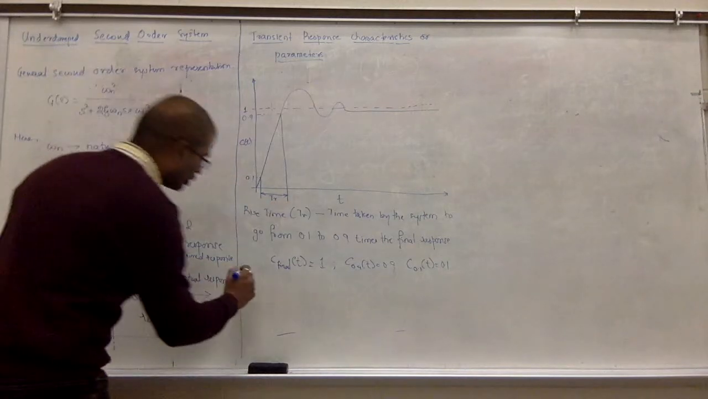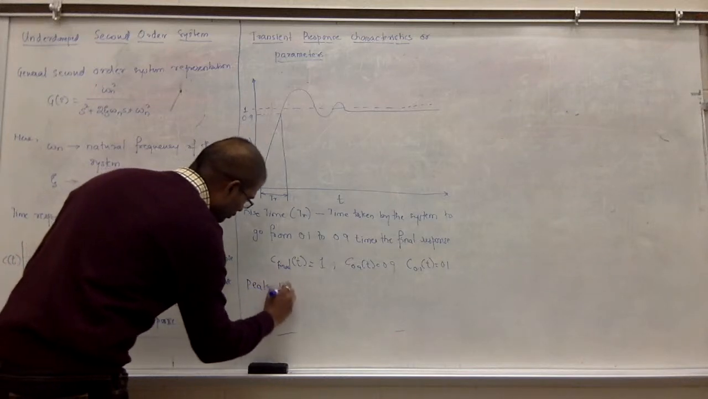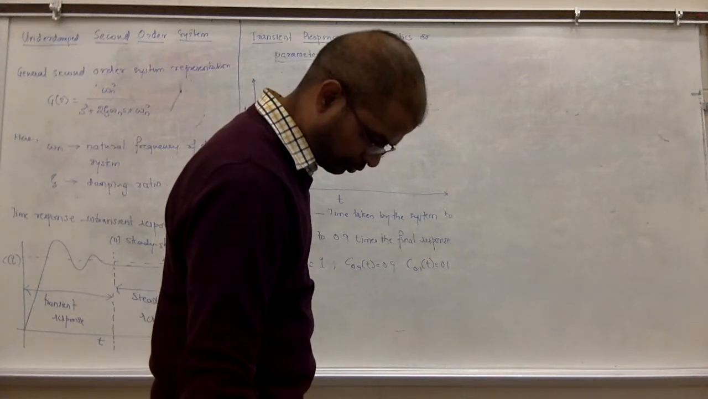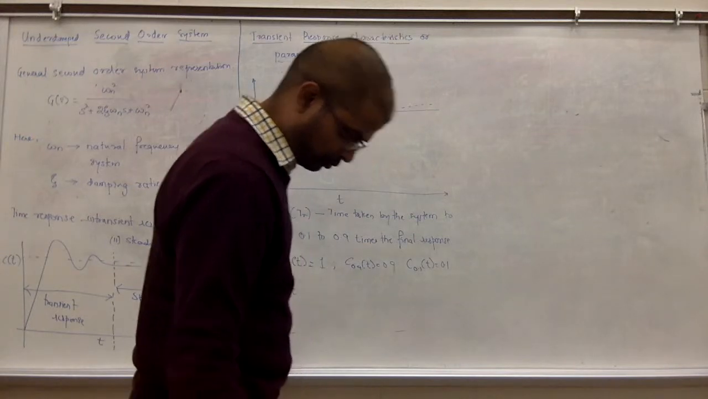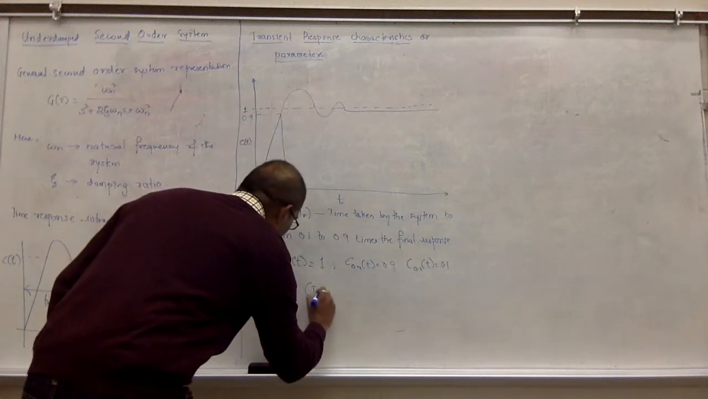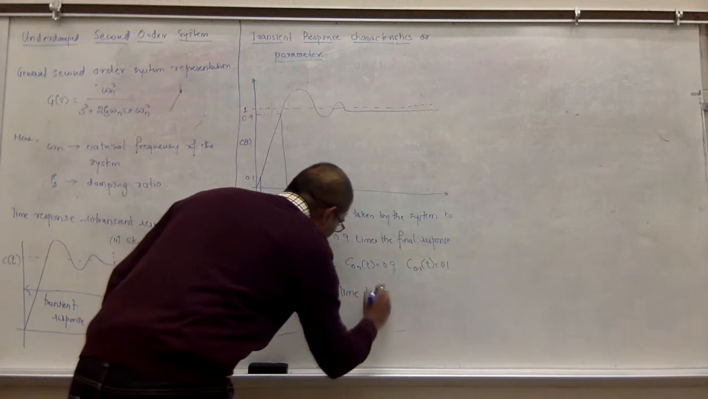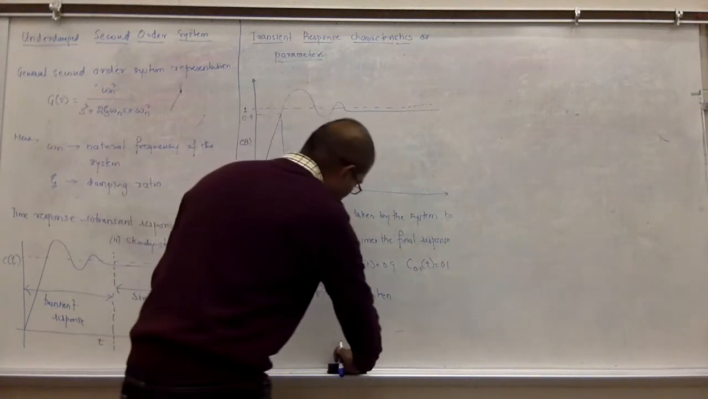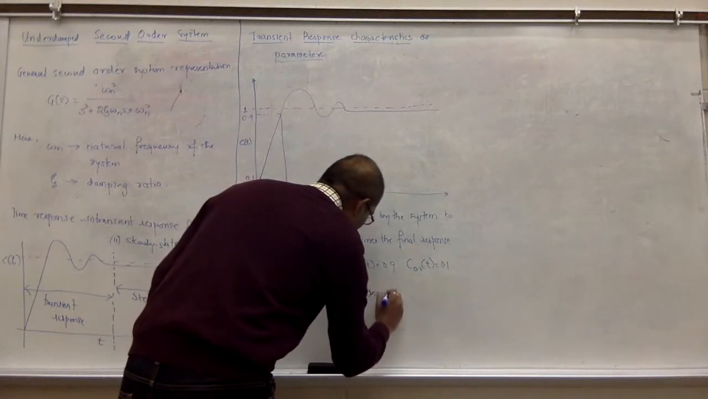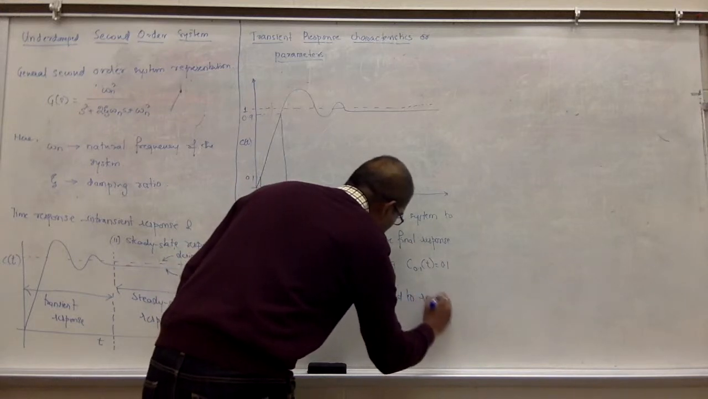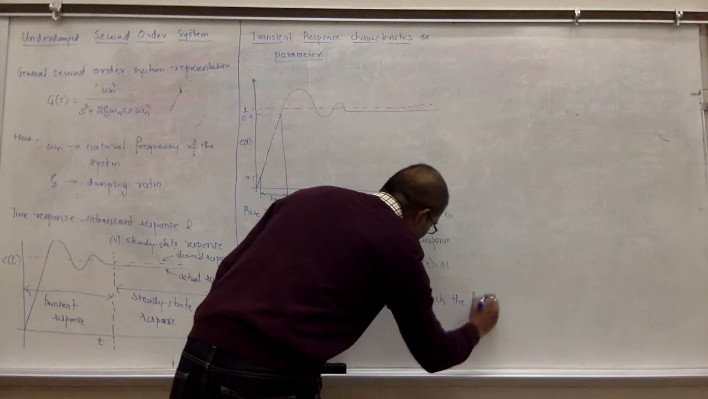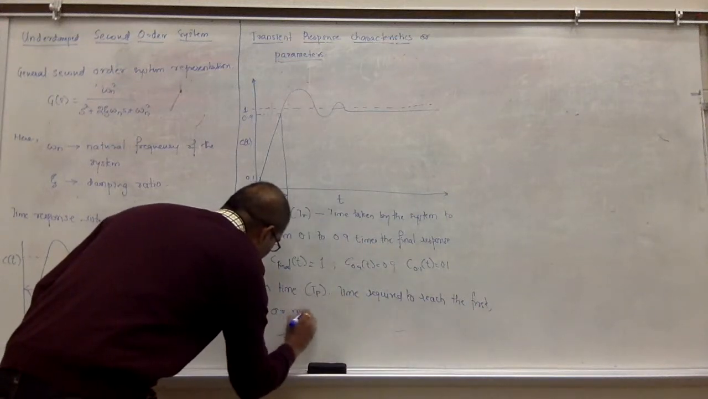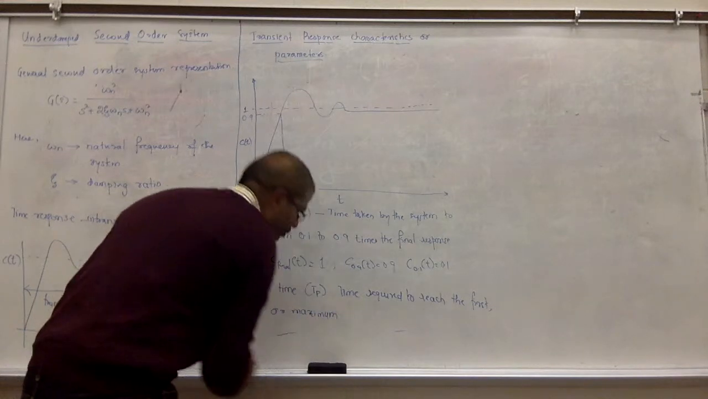Okay. Then we introduce something called peak time. This is represented by TP, and it is the time taken required to reach the first or maximum peak.